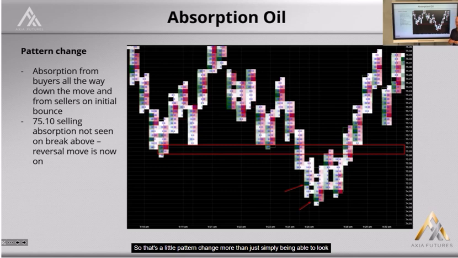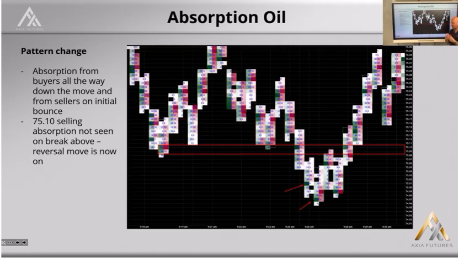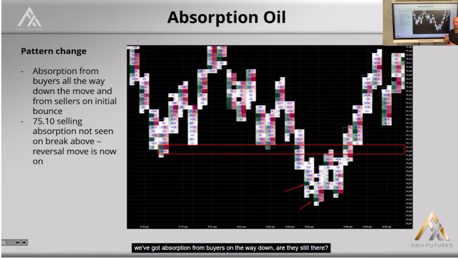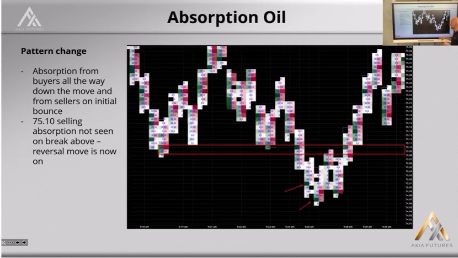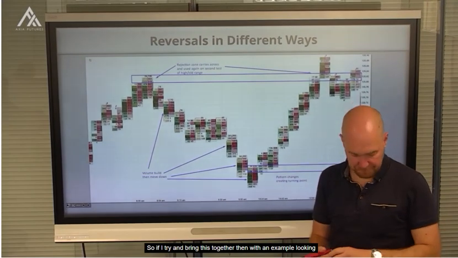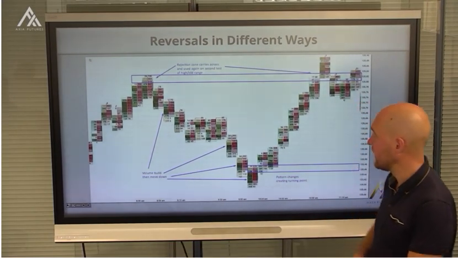More than just simply being able to look afterwards and go, oh yeah, we got absorption from buyers all the way down and then the market turns back up. That's easy to say, but it's a lot more difficult to say, okay, we've got absorption from buyers on the way down. Are they still there? And then are you getting the sellers actually being able to counter that buying on any kind of bounce?